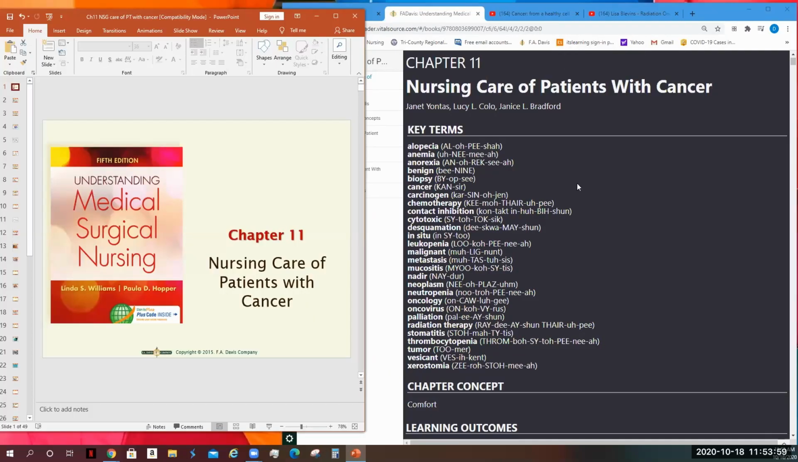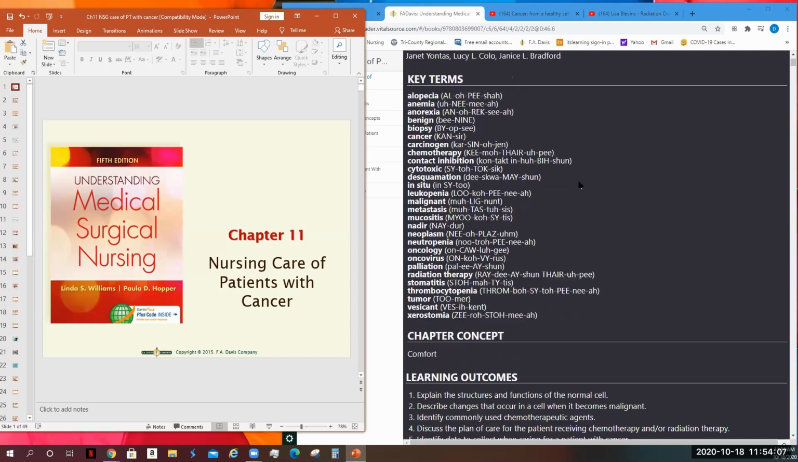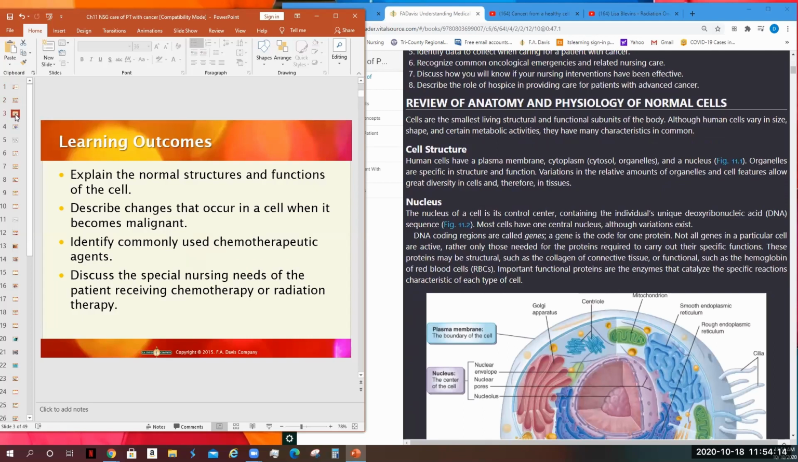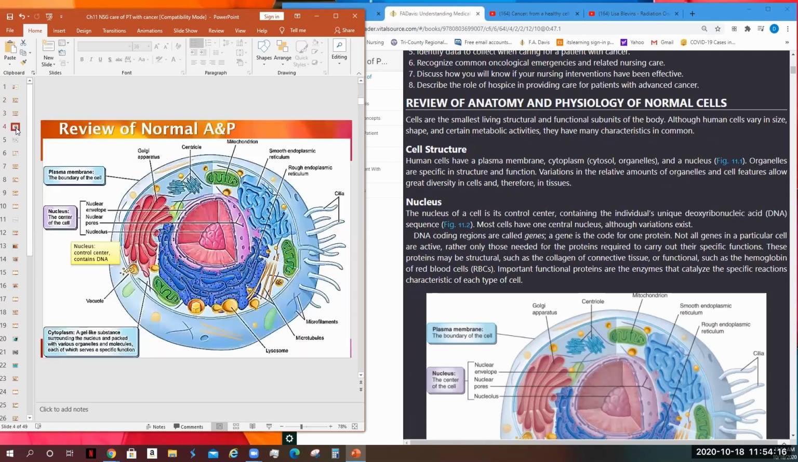One thing I really like is that the main concept for this chapter is comfort. And this is page 142 of the 6th edition of Understanding Medical Surgical Nursing. And this chapter begins with a review of anatomy and physiology of normal cells.